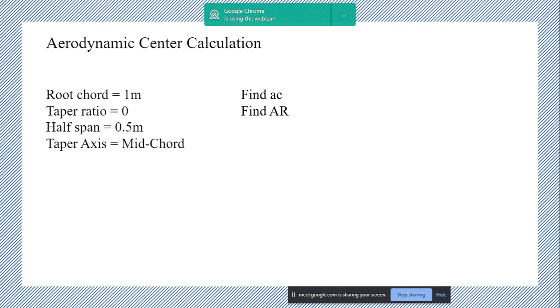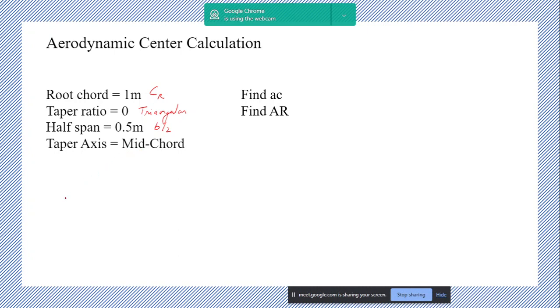So this is what is given to you: the root chord, that is CR, and the taper ratio is 0. That means what is the shape of the wing? Exactly, triangular. Half span, that is b by 2, is 0.5 meters, and taper axis is mid chord.